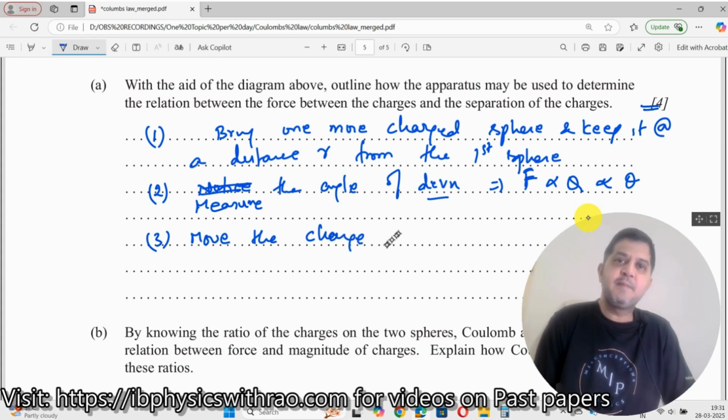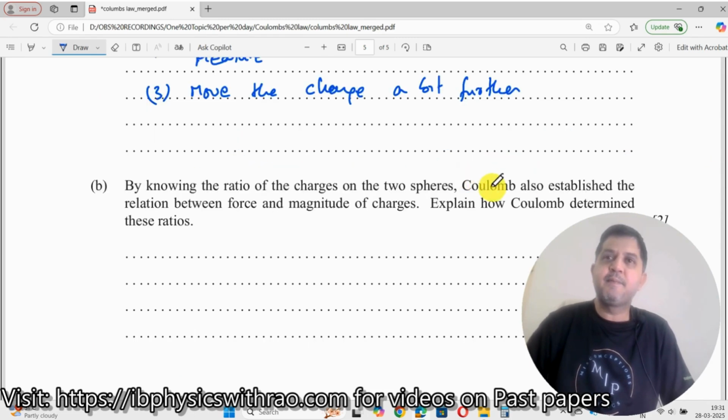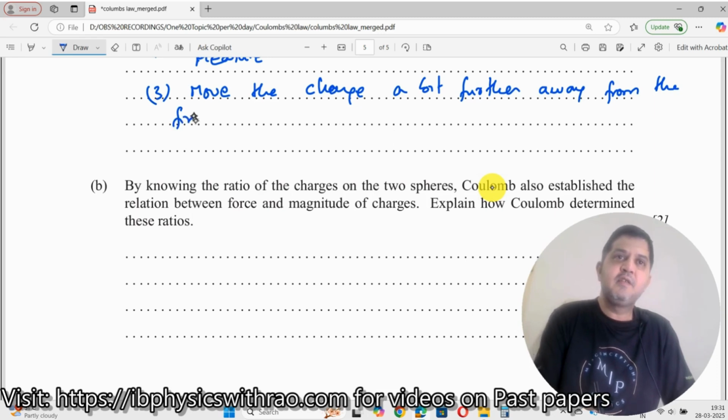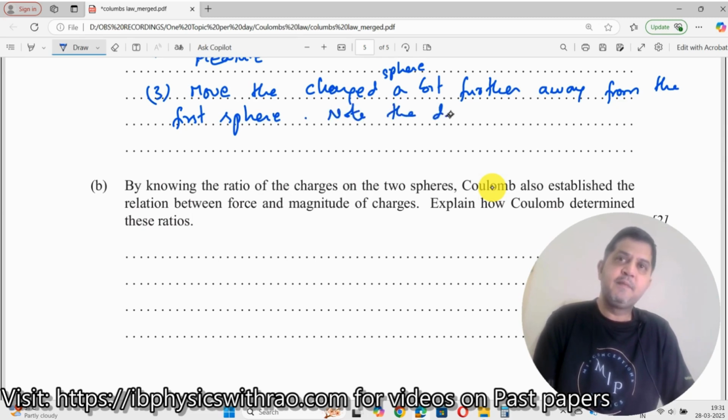Move the charge a bit further away from the first sphere. Maybe I should write: move the charged sphere a bit farther away from the first sphere. Note the deflection now.